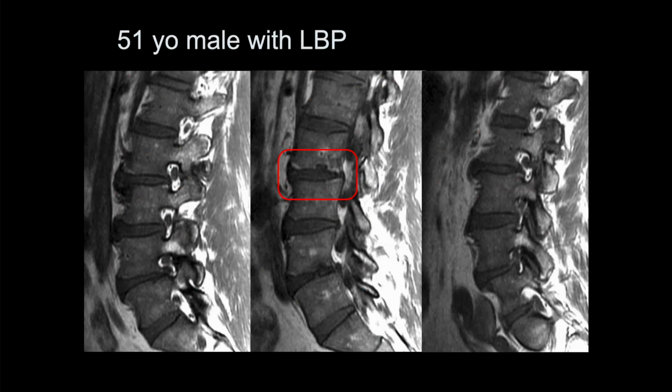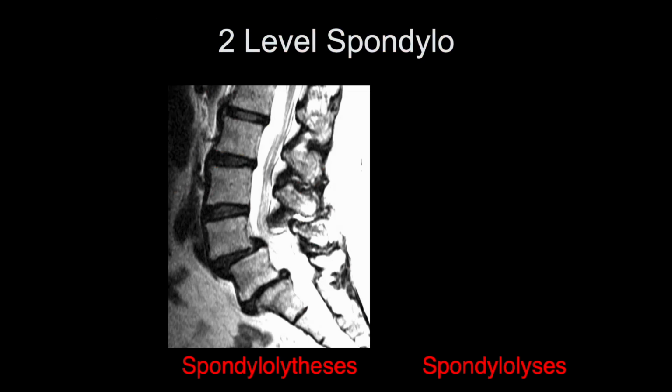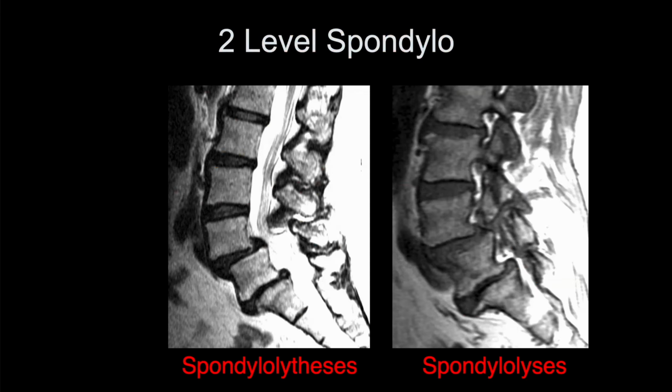So now, here, these are on either side. Here, I think at L2, it looks like there's spondylolysis. And then here we go, spondylolisthesis, with bilateral spondylolysis here at the 4-5 level.